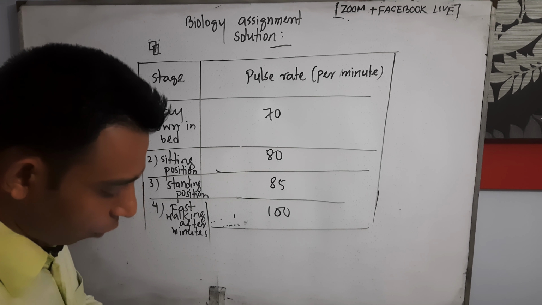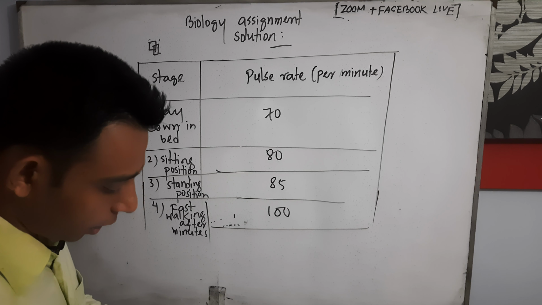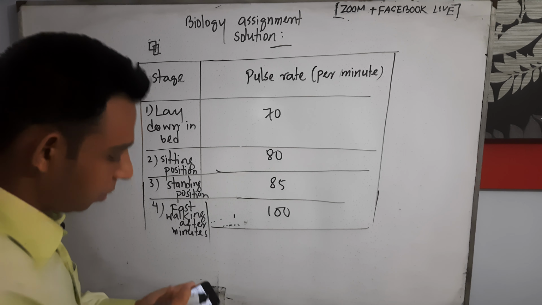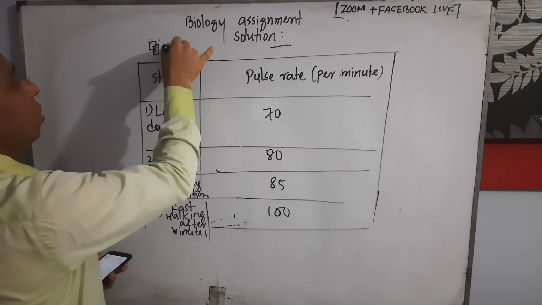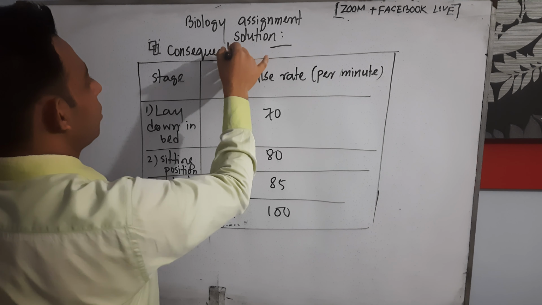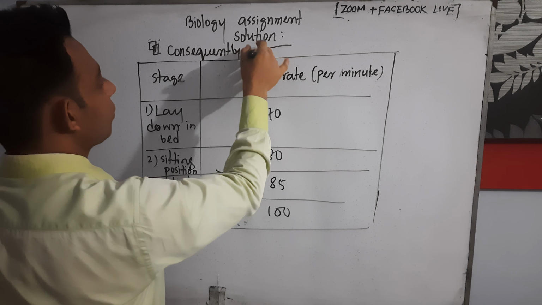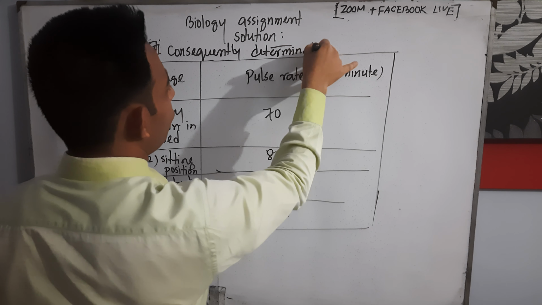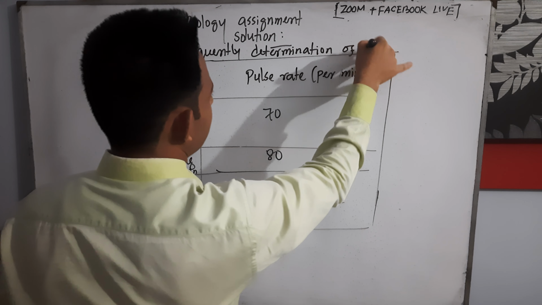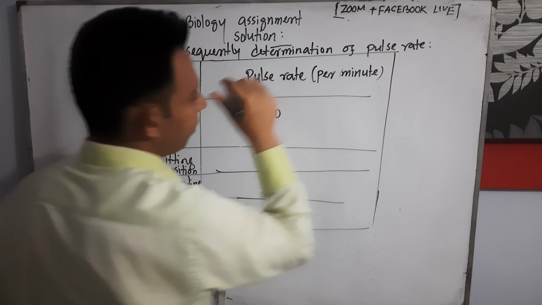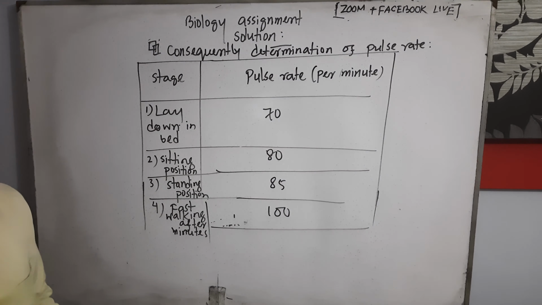In case of A, the four parts are in there. So you will write there: sequential determination of pulse rate. This is the first answer.